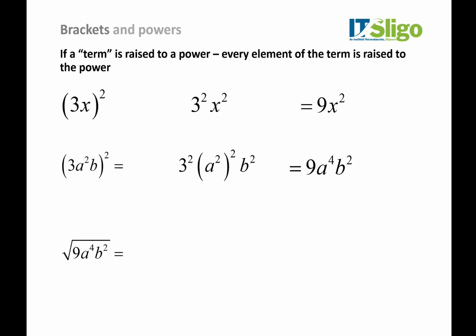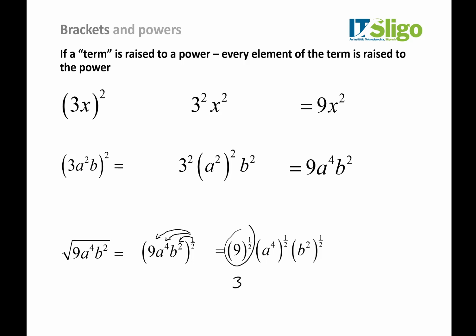A little bit more complicated. First of all, we'll write the square root as a power of a half. And now this half comes in and affects each element independently. And again, now here, 9 to the power of a half, that's really the square root of 9, which is 3. Four by a half is 2. That's what gives me my a to the power of 2. And then 2 by a half gives me b to the power of 1. And there's my answer.